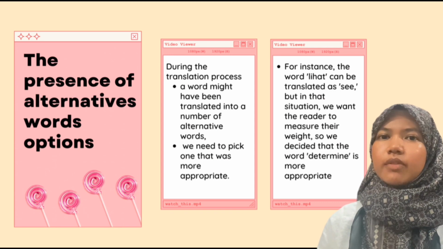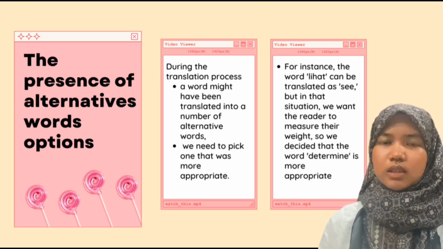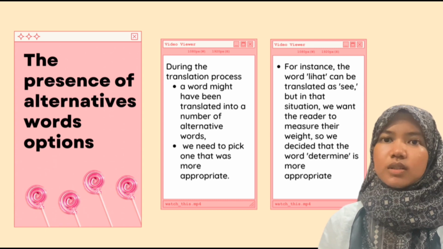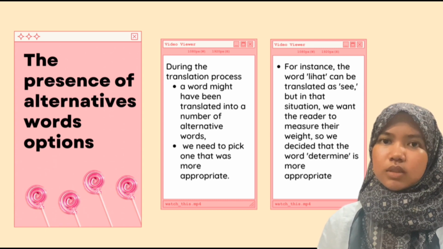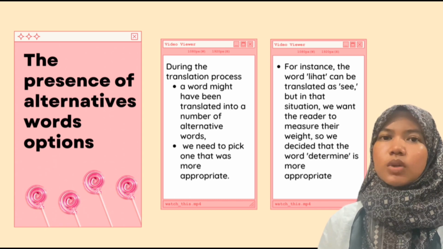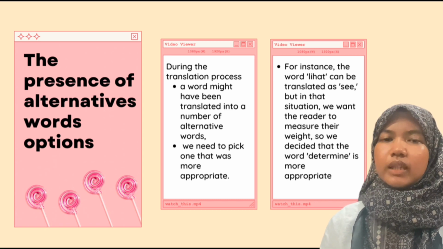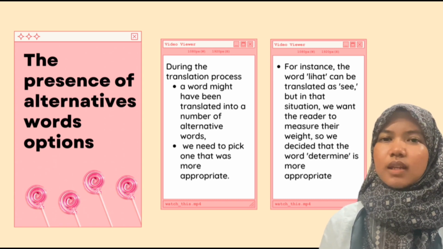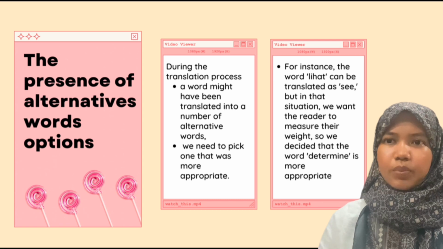And also we are having a problem with the presence of alternative word options during this translation process. A word might be translated into a number of alternative words, and we need to pick the one that is more appropriate. For instance, the word lihat can be translated as see, but in that situation, we want the reader to measure the weight, so we decided that the word determine is more appropriate.